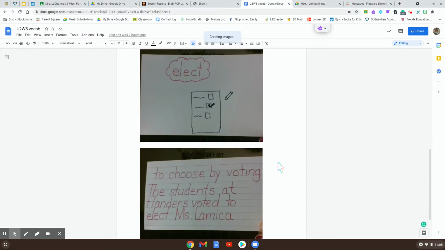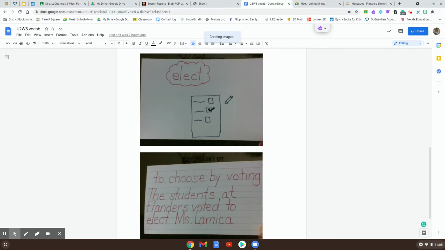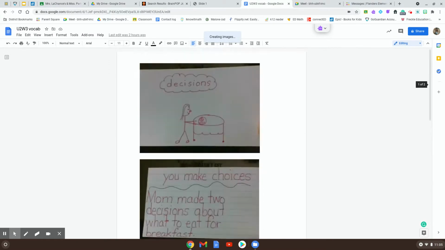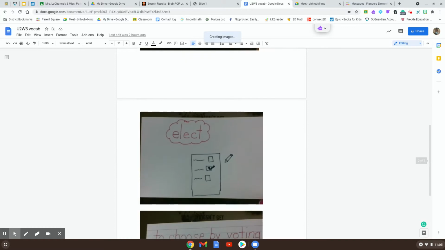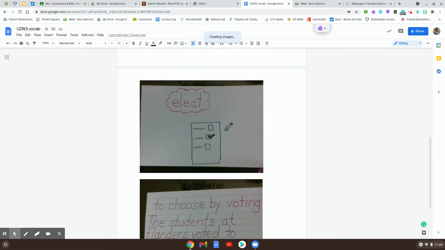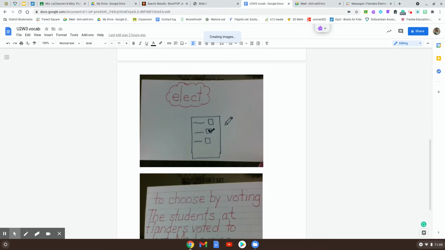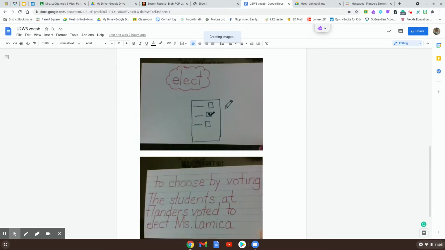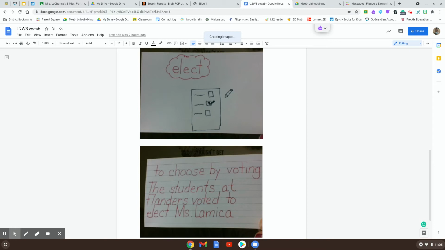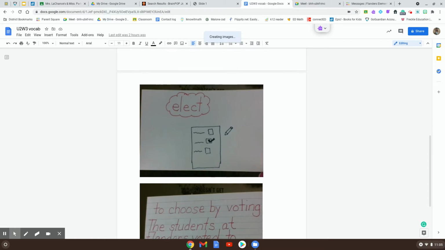So when you're done, you should have 2 index cards done for today. You should have decisions and you should have elect, which means you have 4 altogether from Tuesday. So 2 from Tuesday and 2 from today. When you are done with those, make sure you put them in a safe spot so you do not lose them.